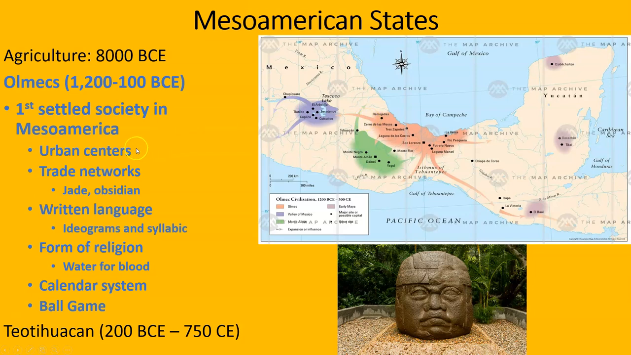Early cities, early urban centers, a lot of trade networks with jade and obsidian. They made these huge heads. We don't really know why. They did have a written language, but we haven't deciphered it yet, so we don't really know much about them. A lot of it is archaeology. They flourished from about 1200 to 100 BCE.